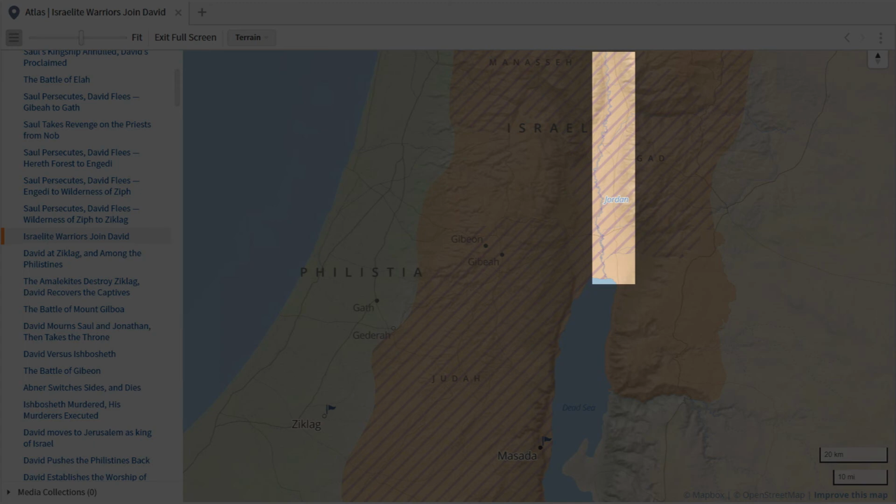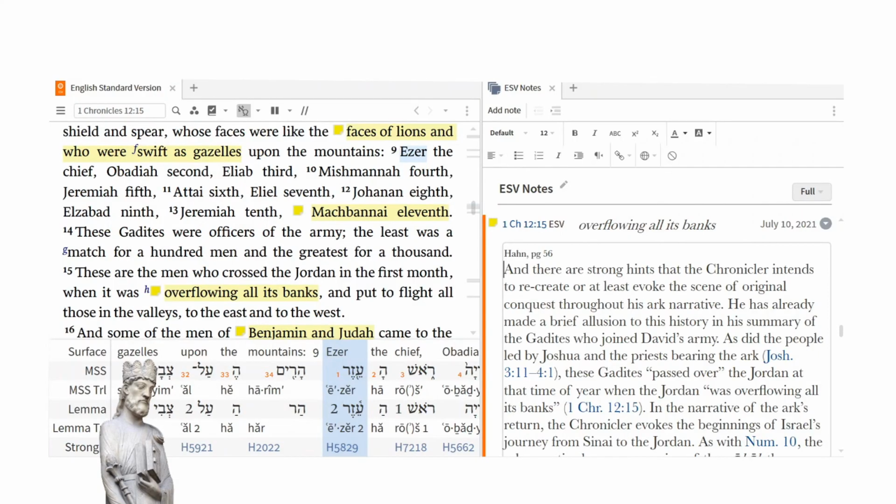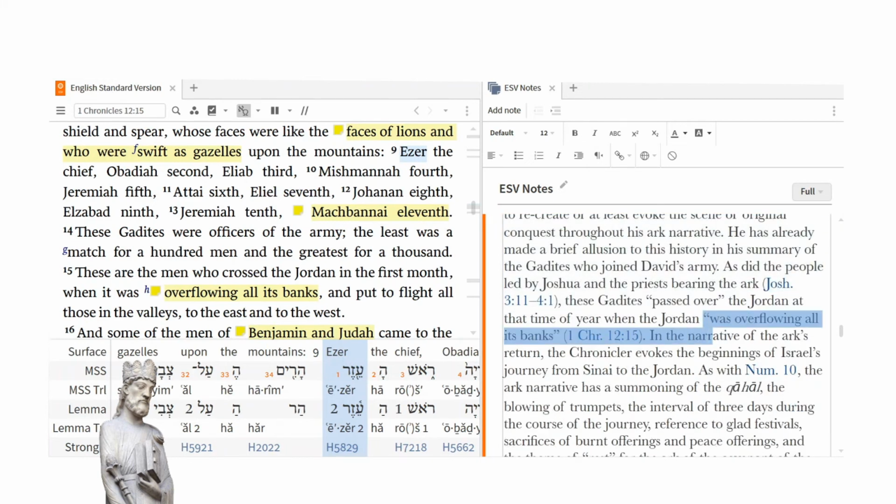Hahn makes a similar observation here. So Hahn says on page 56, "There are strong hints that the chronicler intends to recreate or at least evoke the scene of original conquest throughout his ark narrative. He has already made a brief allusion to this history in his summary of the Gadites who joined David's army, as did the people led by Joshua and the priests bearing the ark in Joshua 3:11 through 4:1. These Gadites passed over the Jordan at the time of the year when the Jordan was overflowing all its banks. In the narrative of the ark's return, the chronicler evokes the beginnings of Israel's journey from Sinai to the Jordan."